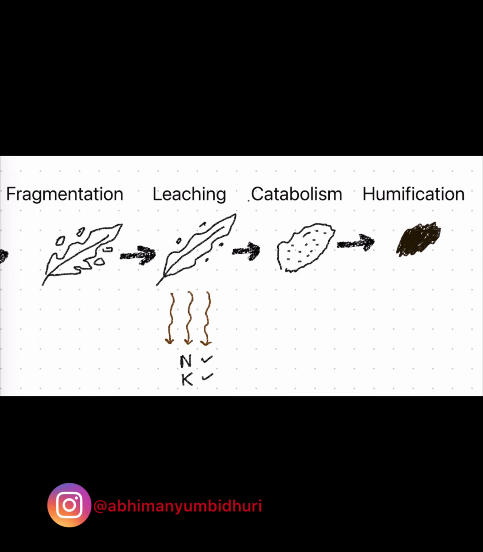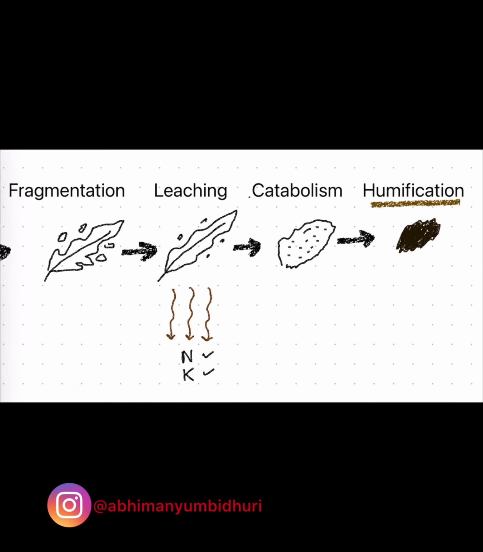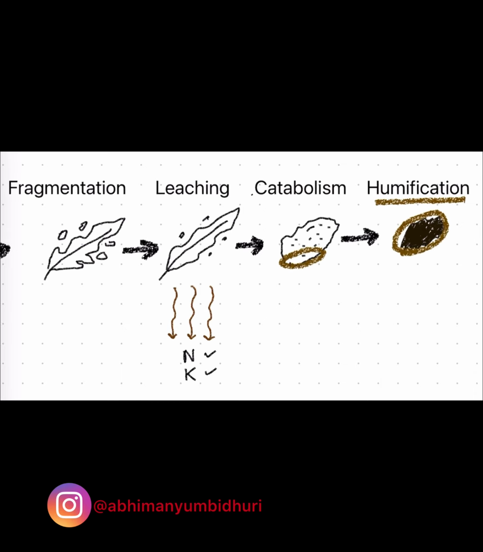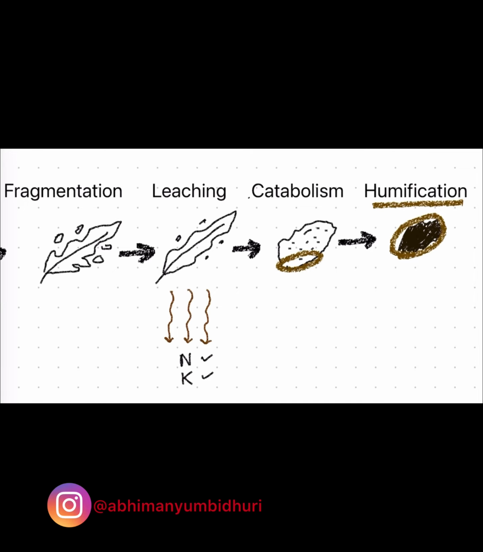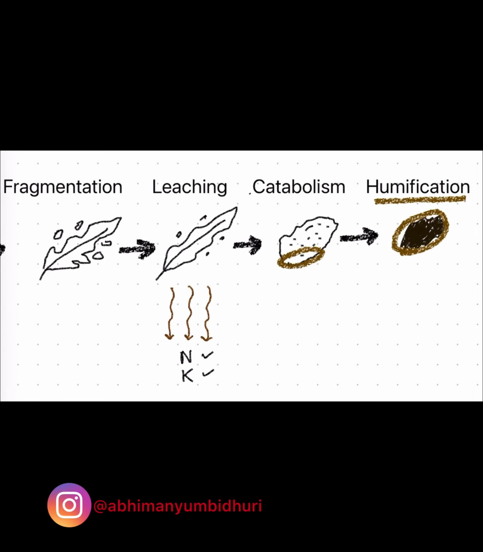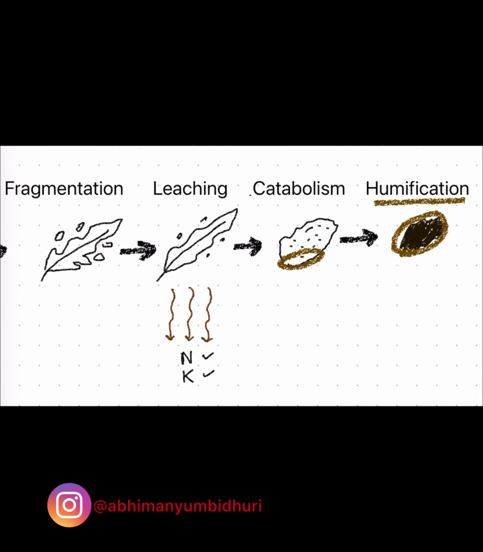The fourth step involved is humification, in which some portion of the simpler organic material is converted into humus by specific fungi and bacteria. Humus is a stable, dark-colored organic compound. It increases the soil's water-holding capacity and acts as a reservoir of nutrients for the plant.